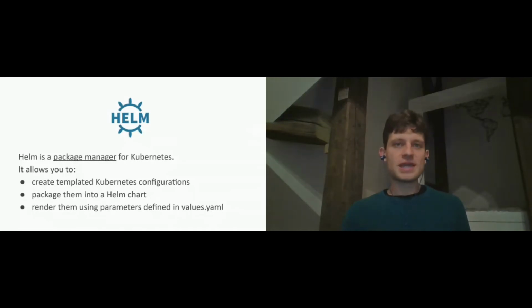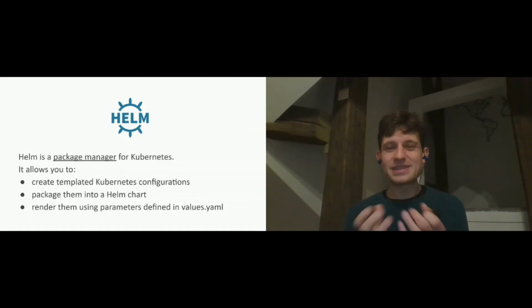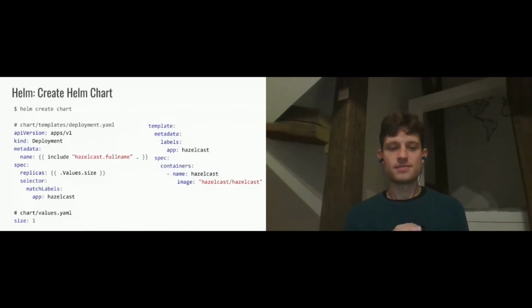So in our example, to create a Helm-based operator, we need first to create a Helm chart. And out of this Helm chart, we will generate the operator. To create a Helm chart, we execute helm create chart, and then we need to define templated Kubernetes configurations in the chart templates folder. And our chart values YAML are the parameters. If you look at this sample, you can already see it's super simple because it's just Kubernetes configuration. So it's something we know.